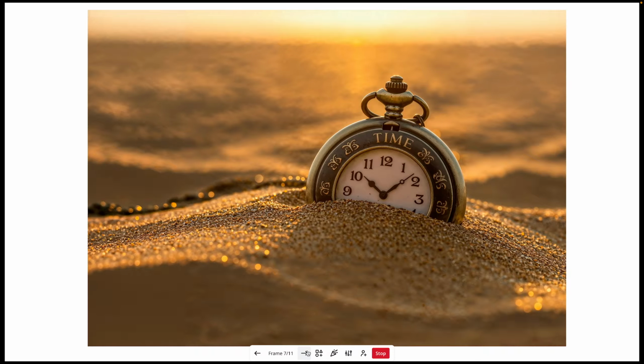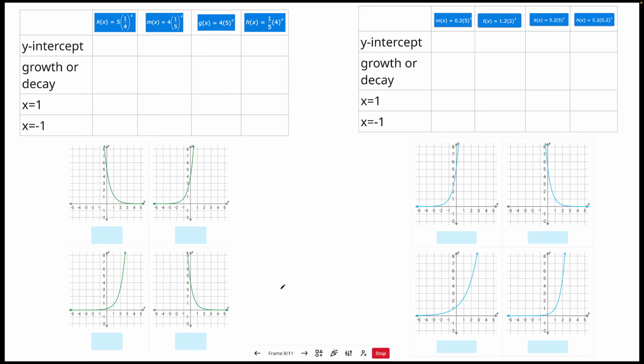All right, here is our cool clock for today, which means that it is time for you to practice what you just learned. Go ahead and pause the video and try these 2 problems on your own. And when you're ready, you can unpause the video and we'll check your answers.